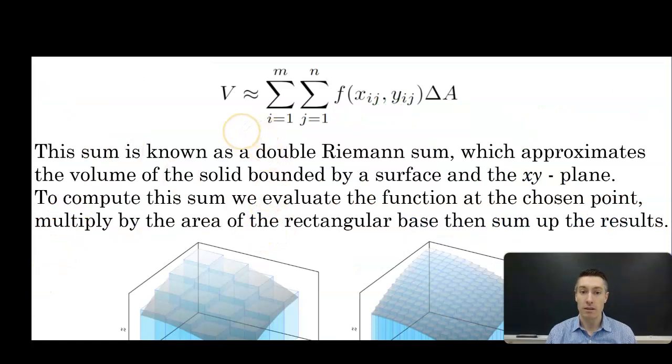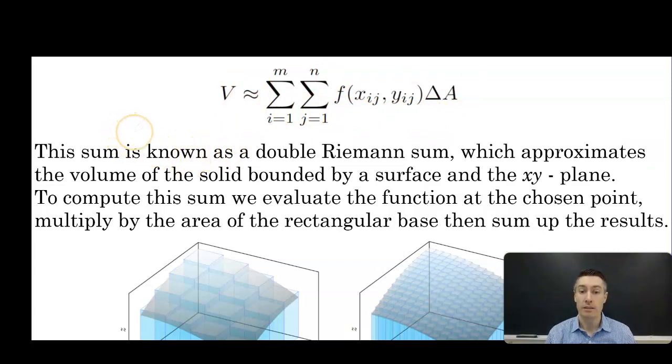Which leads us to this, which is a double sum. So we have the sum from 1 to m for i and 1 to n for j, function evaluated at x sub ij, y sub ij, times delta A, which is the area of the base. First sum is our x's, our second sum is our y's, so moving along the x interval and then the y interval, and then in doing that, computing this value for each subrectangle gives us an approximation for the volume.